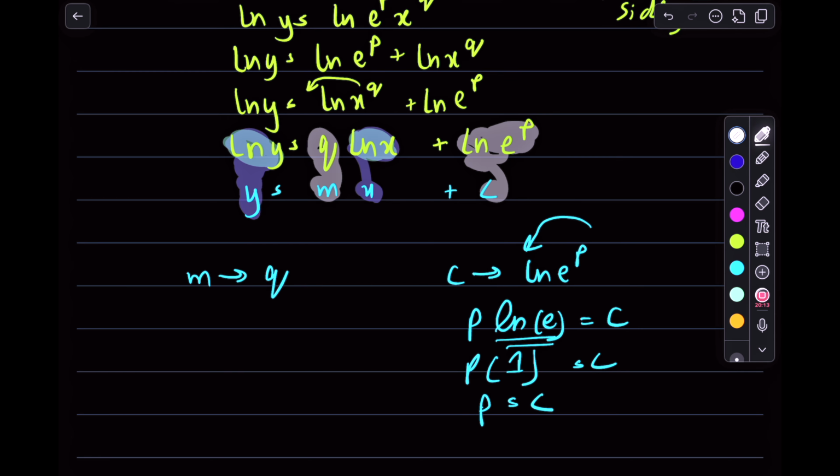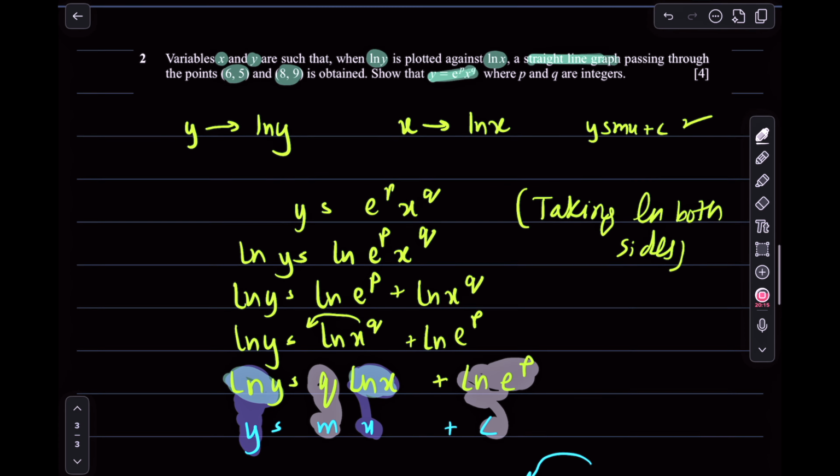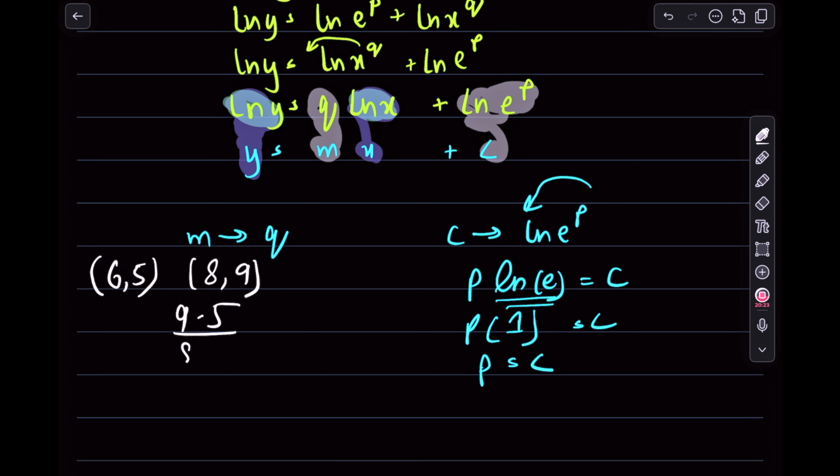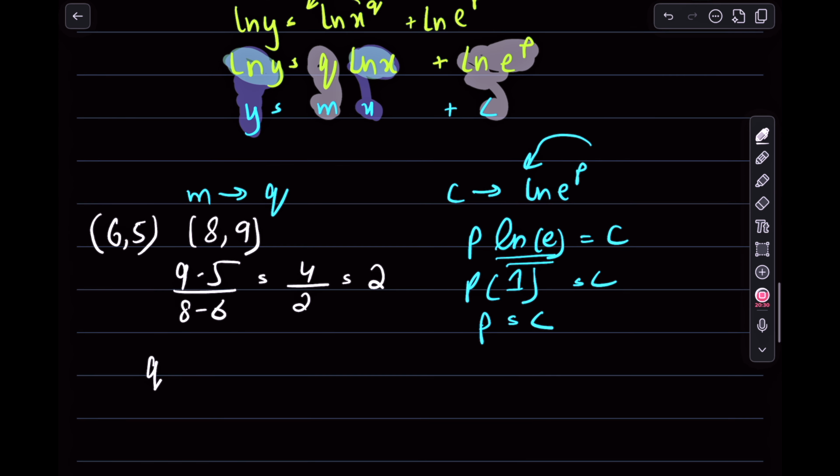So let's calculate the gradient, and I've been given the coordinates (6, 5) and (8, 9). So it becomes 9 minus 5 divided by 8 minus 6. So it becomes 4 upon 2, which is 2. So my q, which is basically my m, is 2.